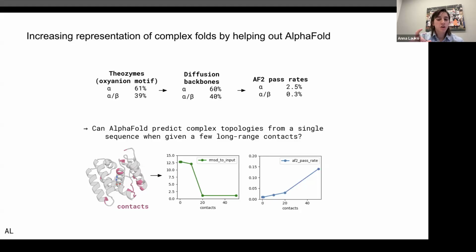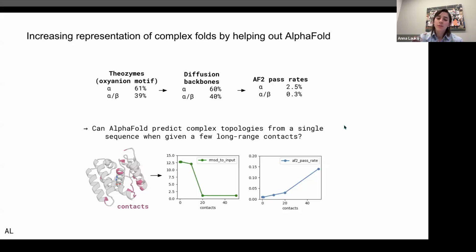And maybe that small amount of information, if we just give a few pairs, will allow it to then figure out what the structure is. And so what we're seeing in the middle, this green line here, is basically if we take a single design and give it more and more of these pairs, these contacts, we can see how AlphaFold's prediction compares to our design in the RMSD, and we can see that RMSD at around 20 contacts just suddenly drops to the exact match to our design.